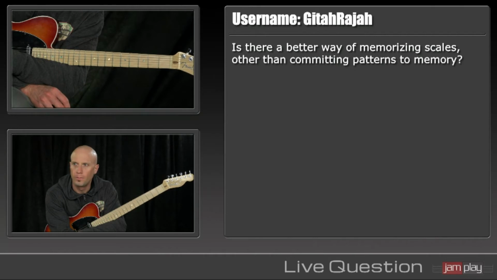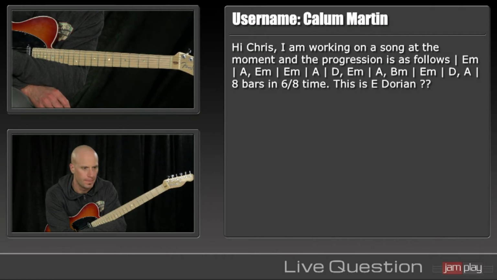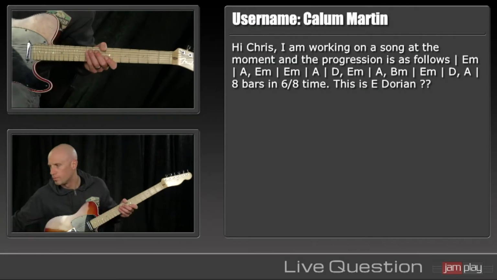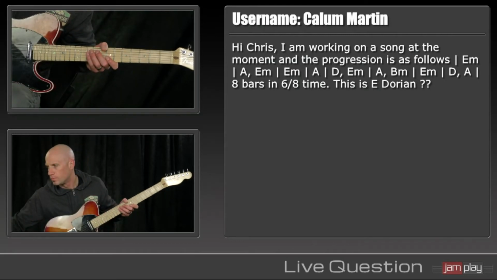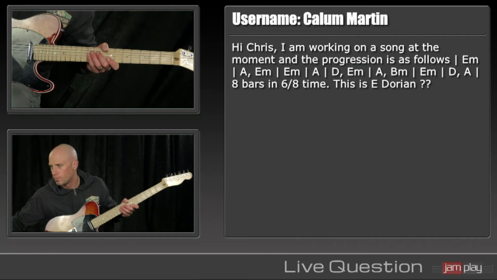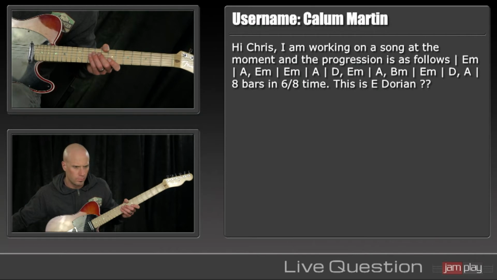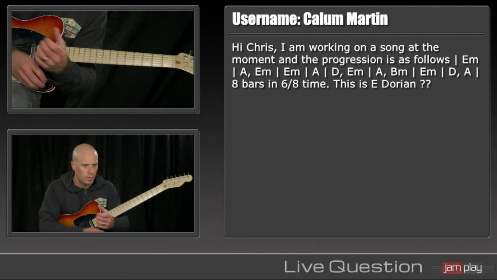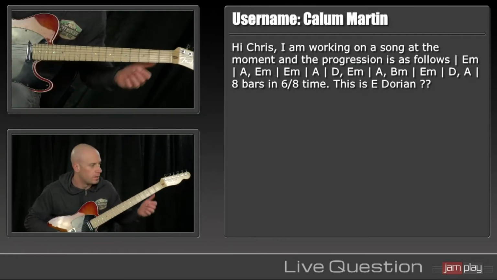Okay, here's one from Callum. Hi Chris, I'm working on a song at the moment and the progression is as follows: E minor, A, E minor, A, D, so on and so forth. 8 bars in 6/8 time. Is this E Dorian? A minor, or A to E minor.